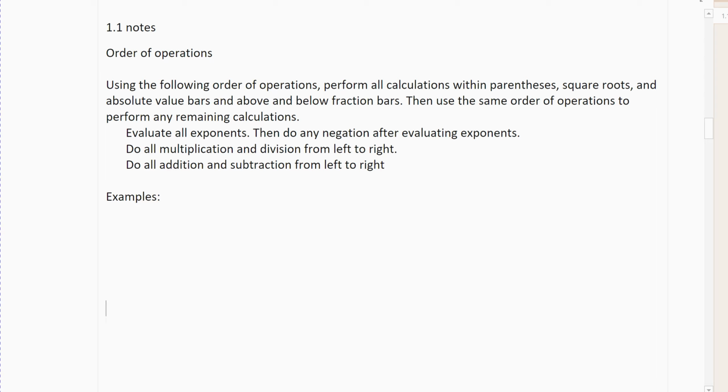It's something you should know, but it's also something that's very important. All right, so I want to make sure that you've got it down. Again, it's sort of the basics. We get you started here in college algebra. All right, order of operations.